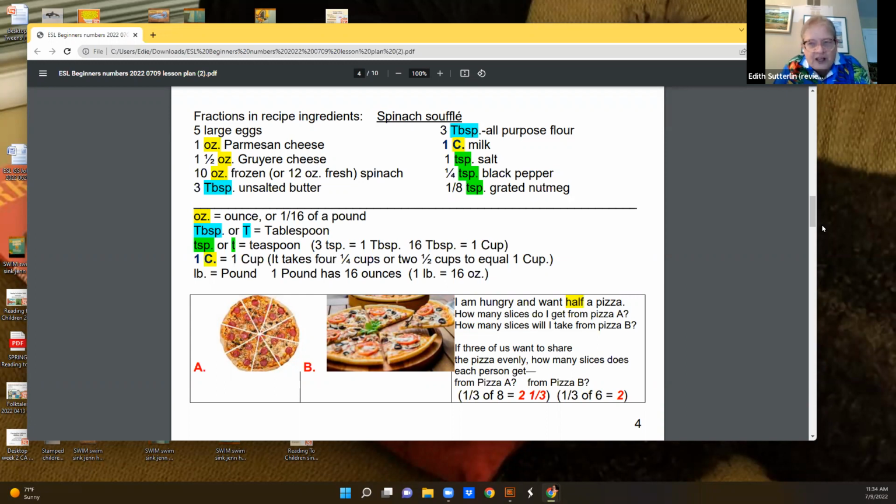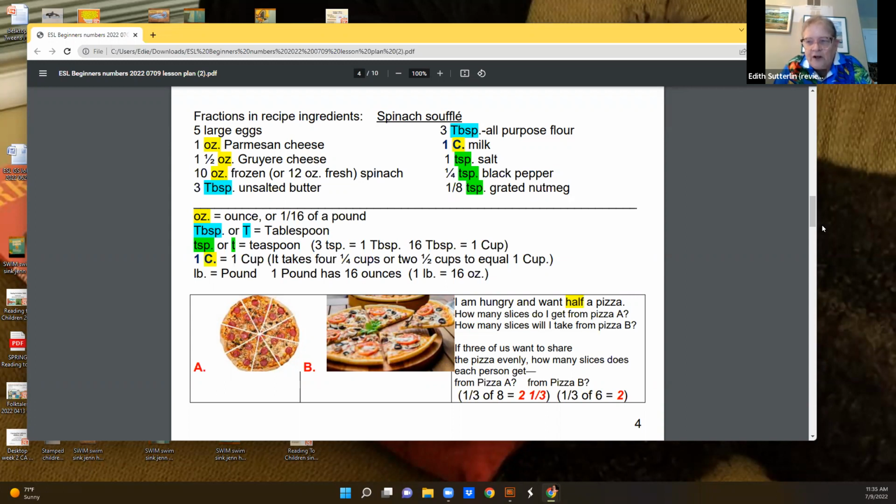And then we review the abbreviations. Ounce, OZ, for 1/16 of a pound, because there are 16 ounces in 1 pound. 1 tablespoon, 1 teaspoon, 1 cup. It takes 4 quarter cups or 2 half cups to equal 1 cup. So the recipe may call for 1 cup of milk. I may decide to pour it into a half a cup at a time. So I would use 2 half cups for this recipe.